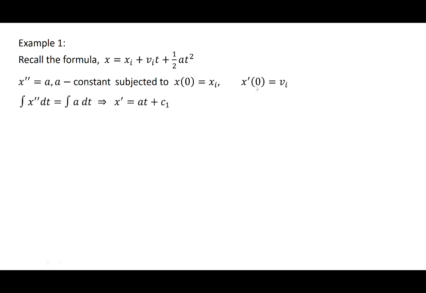This says when t equals 0, x prime is v sub I. We'll go ahead and plug that in. Apply x prime of 0 equals v sub I. So c1 becomes v sub I. How? Well, I replaced x prime with v sub I. A times 0 is 0, 0 plus c1. So we get v sub I equals c1, which is what I wanted to look at. So c1 is v sub I. Cool. All right. Now we have x prime to be at plus v sub I.